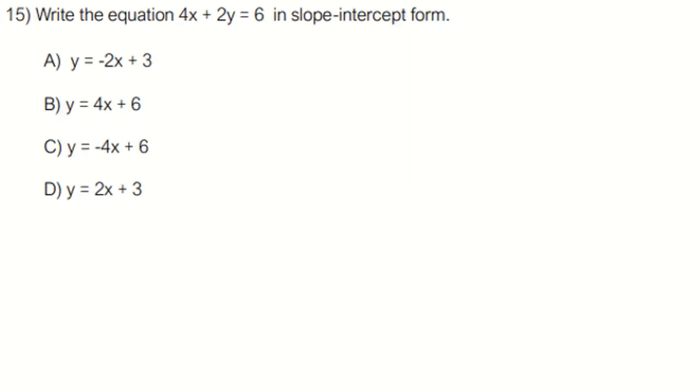Okay, now next is: write the equation 4x plus 2y is equal to 6 in slope intercept form. What is slope intercept form? y is equal to ax plus b is the slope intercept form. How will you remember this? y should be alone on one side, and then after the equal sign you must have ax plus b.